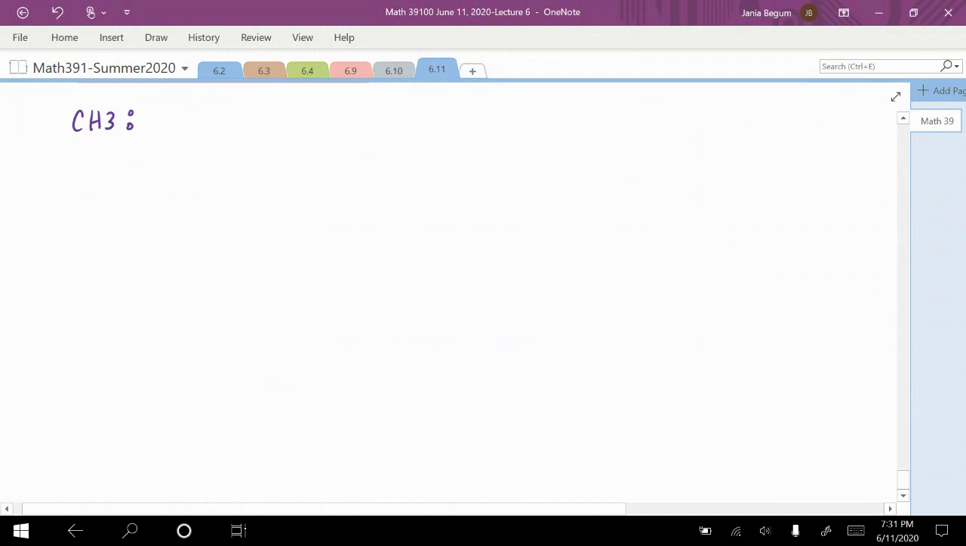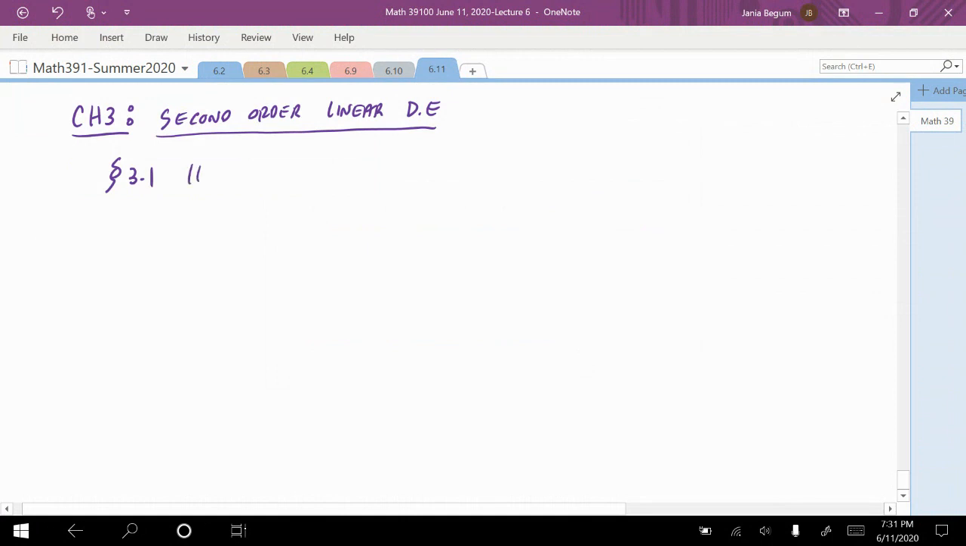Chapter 3 is more exciting because you will have more ideas on how to solve second order differential equations. So it's going to be second order linear differential equations. So we'll start with 3.1. Section 3.1, you have homogeneous differential equations with constant coefficients.